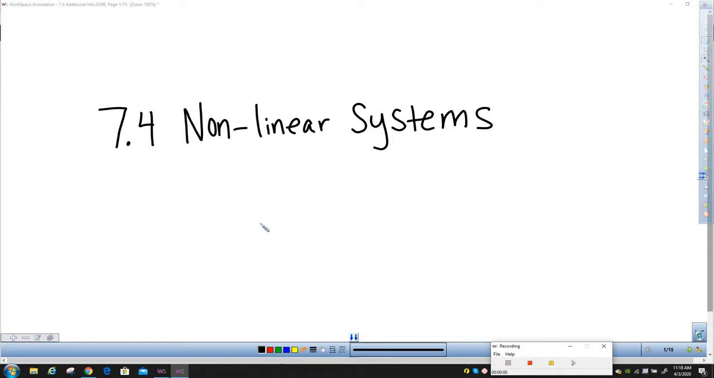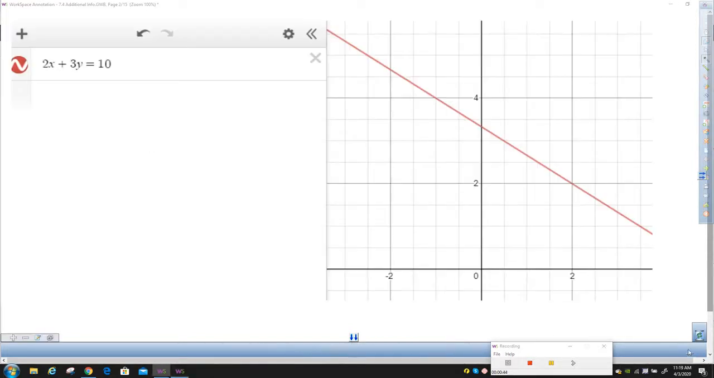We're just thinking about, rather than just having two lines that are intersecting, we could have a line intersecting with another type of graph. So something like maybe a parabola or a circle or an ellipse. So in this little introduction, I'm just going to start by going through a few different types of equations that we're going to see in the lesson today and what type of graph they produce.